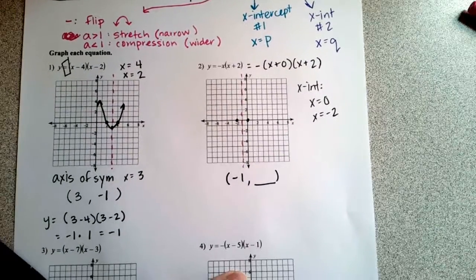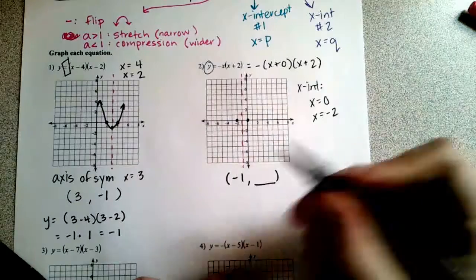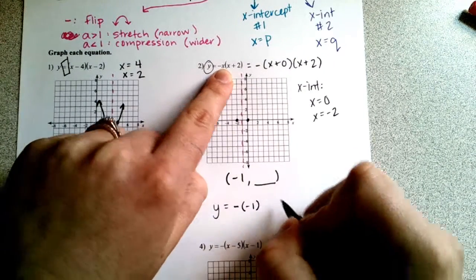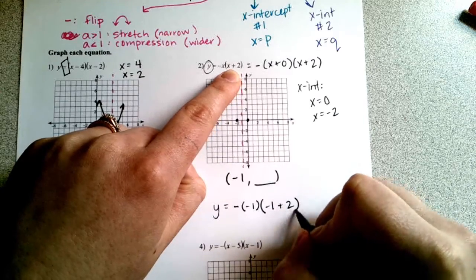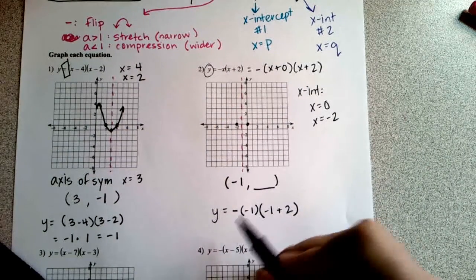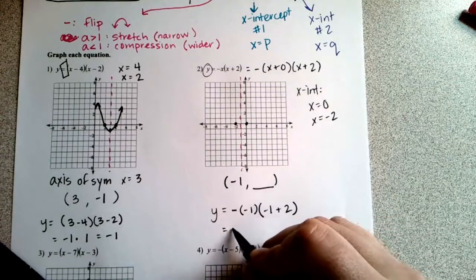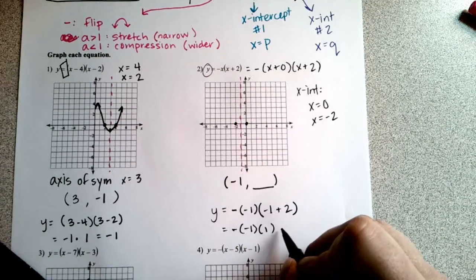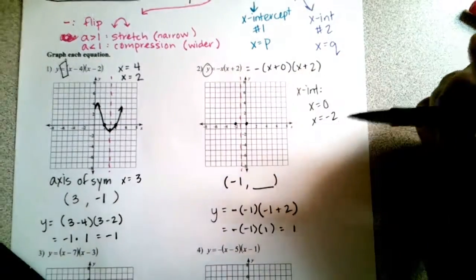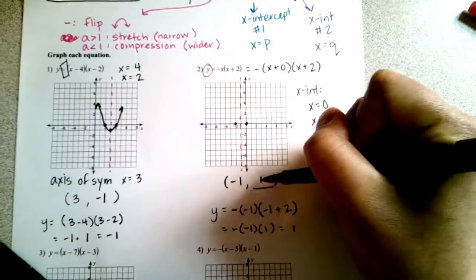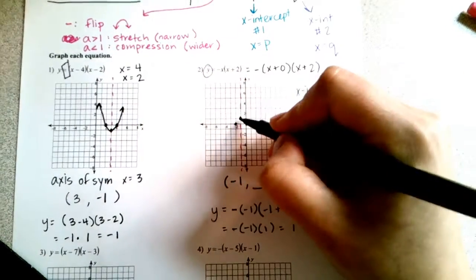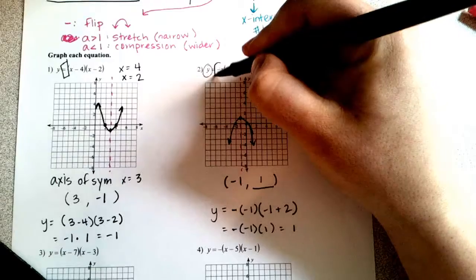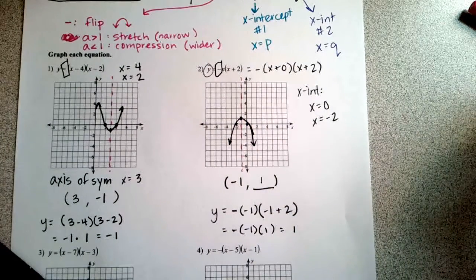We need to figure out what to put there for the y value. So we plug that into our equation, y equals negative, and then we put a negative 1 for x times negative 1 plus 2. Order of operations first says we need to do negative 1 plus 2, which is 1. So negative times negative 1 times 1 is 1. Our vertex is at the point negative 1, 1. It looks like this parabola wants to open down. Let's check to make sure that makes sense. Yep, we have a negative a value. It was supposed to open down.